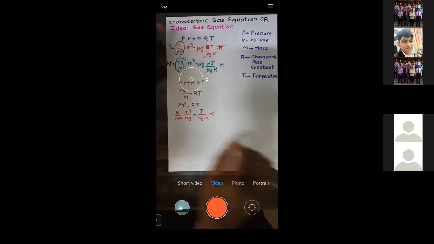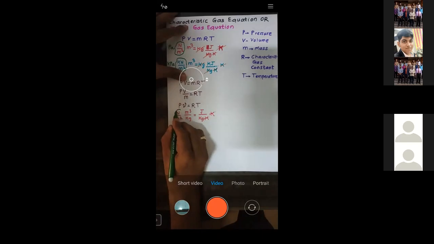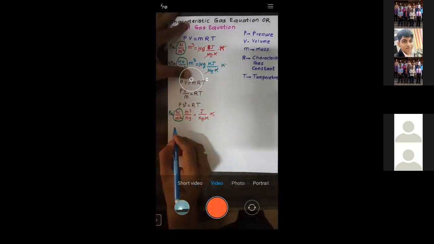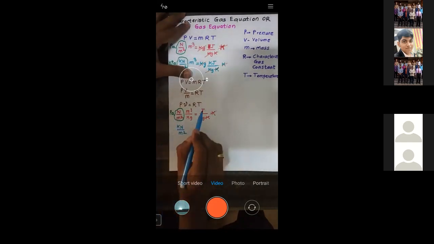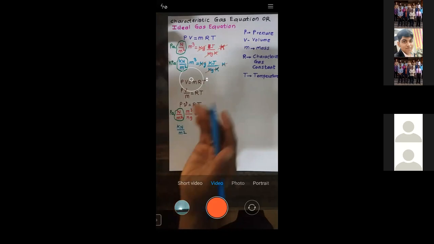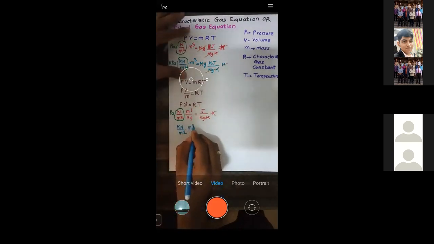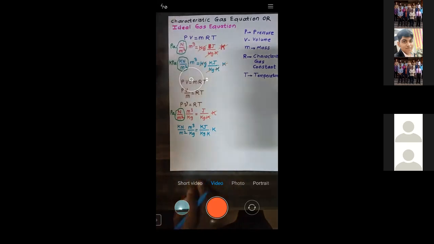So when we see this particular term, Newton per meter square, it is Pascal. Similarly, I can have it in kilonewton as well. So this is kilonewton per meter square. Instead of Newton, I will replace it by kilonewton. Instead of joule, I will replace it by kilojoule. This is the only thing I'm doing. So meter cube by kg is equal to kilojoule by kg Kelvin multiplied by Kelvin.